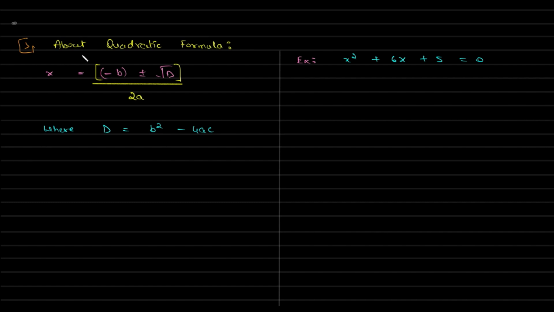Well, let me rewrite this formula once more, so that you guys can have a look. First thing is I've opened a big bracket. In that I'm writing minus b plus or minus square root of d. And this entire thing is divided by 2a, where this d is b squared minus 4ac. So the question is, where are this a, b, c, d coming from?